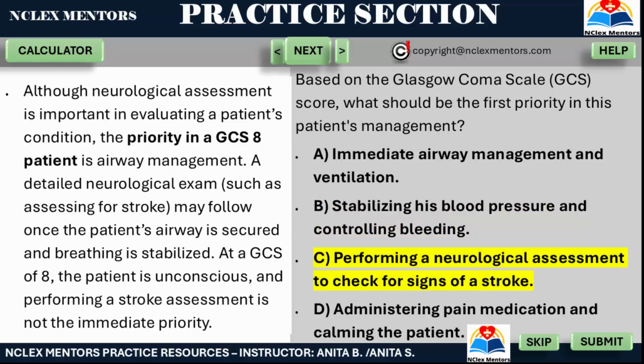Option C, performing a neurological assessment to check for signs of a stroke, is incorrect. Although neurological assessment is important in evaluating a patient's condition, the priority in a GCS 8 patient is airway management. A detailed neurological exam, such as assessing for stroke, may follow once the patient's airway is secured and breathing is stabilized. At a GCS of 8, the patient is unconscious, and performing a stroke assessment is not the immediate priority.